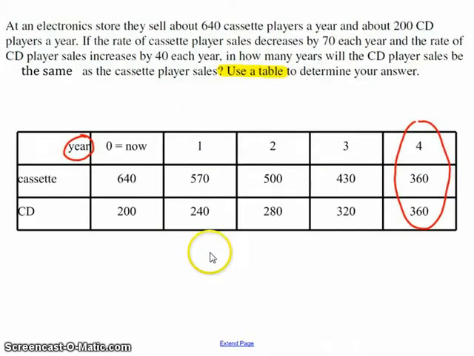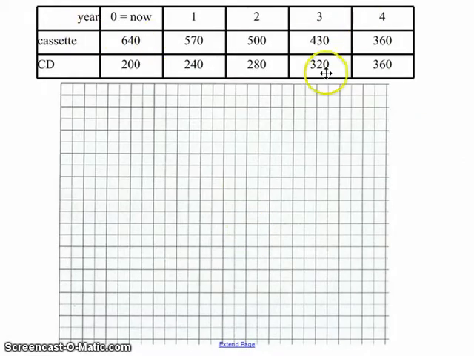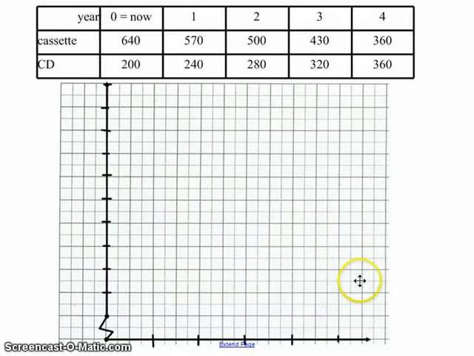Here is that problem where we were talking about comparing cassette player sales and CD player sales, and we found that in year 4 the two amounts would match, and we found that by using a table. But we're going to convert this data to a graph. So here's that same table, and in order to make a graph of this, I felt it was necessary to make a broken graph to fit everything on here, and even then I had to squeeze things on.